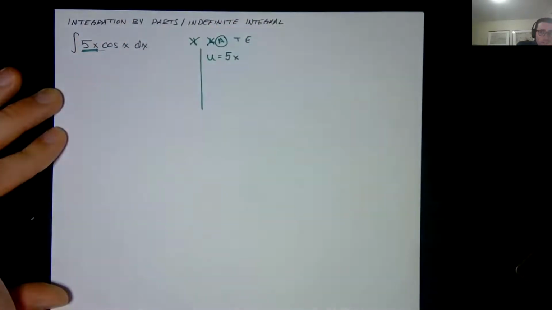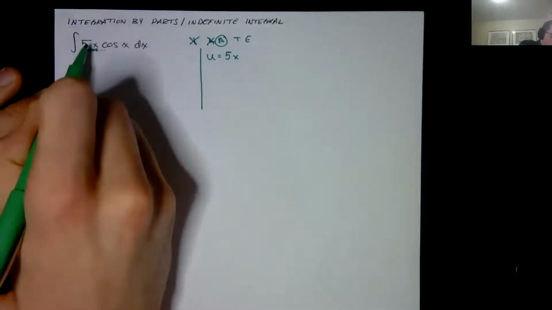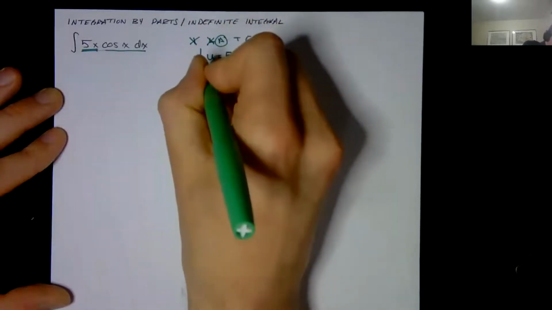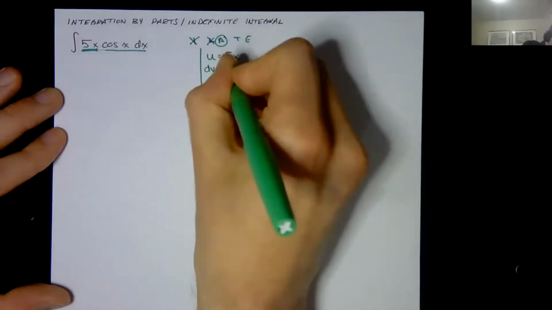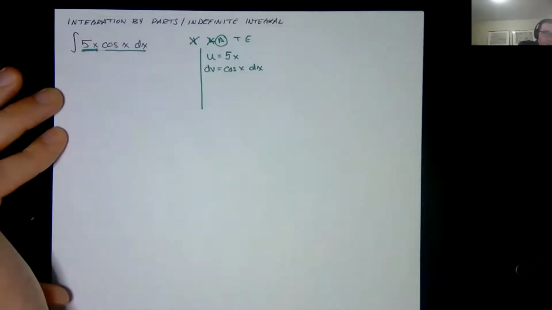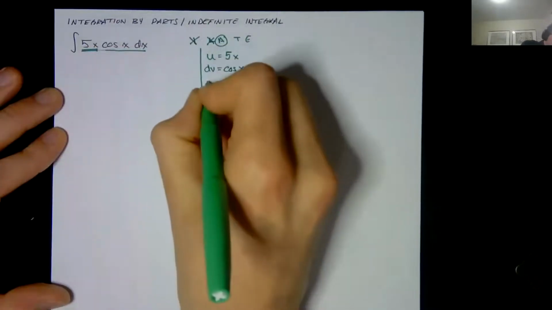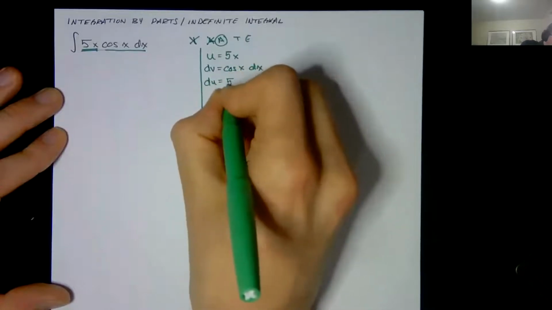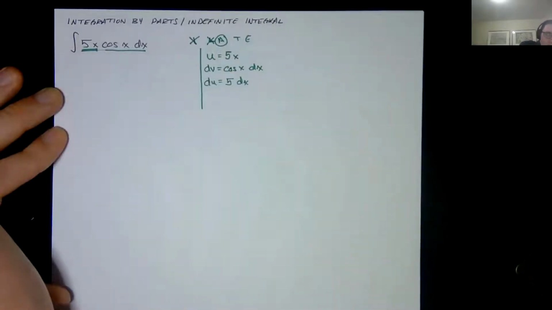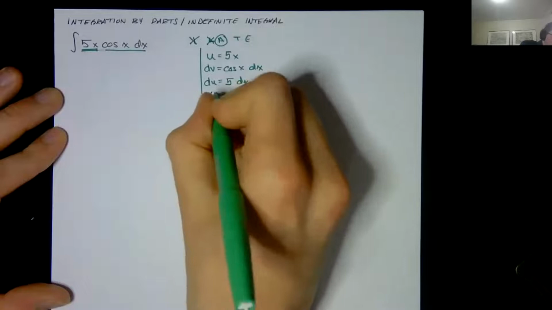Then my second step is to set dv equal to the rest of the integrand. This part was u, everything else is going to be dv. So I write dv equals cosine of x dx, just like that. Next step is to differentiate u to get du. du equals 5 dx, just like this. And then we also want to integrate dv to get back to v. So v, the antiderivative of cosine, is sine x, just like that.